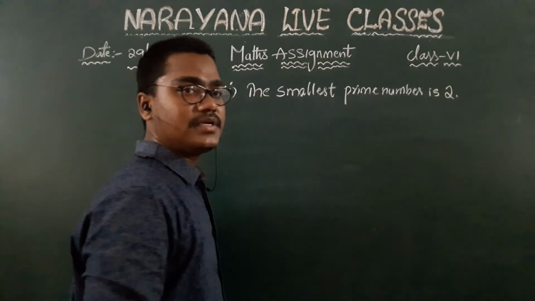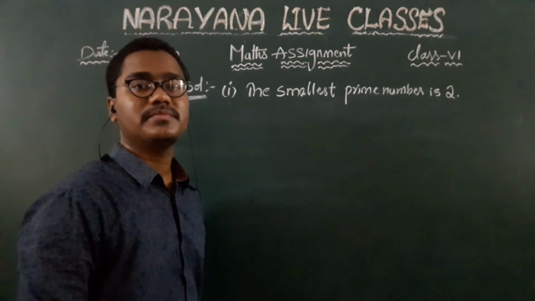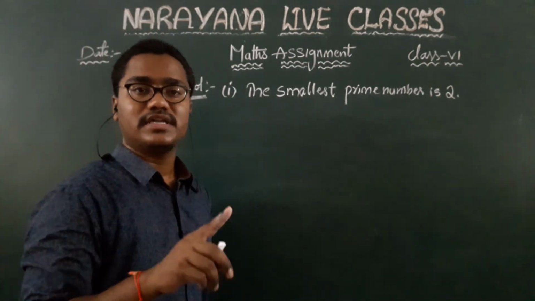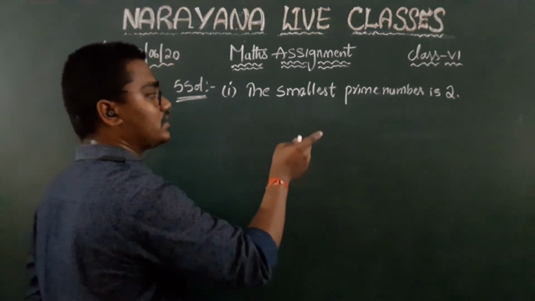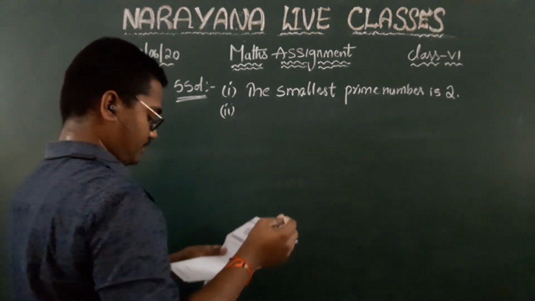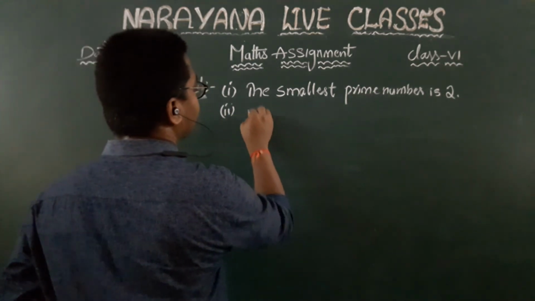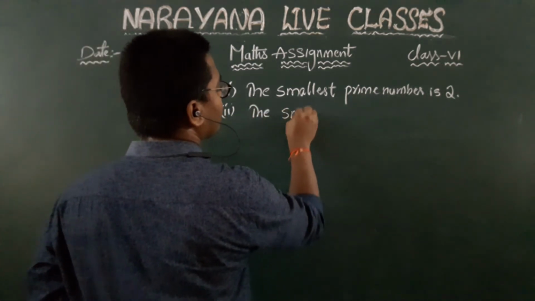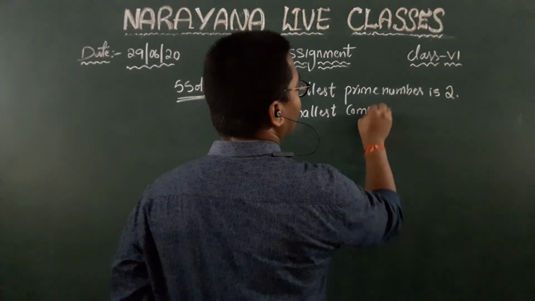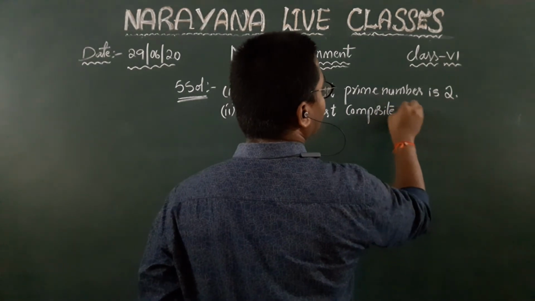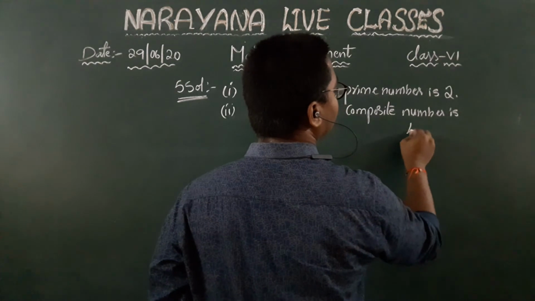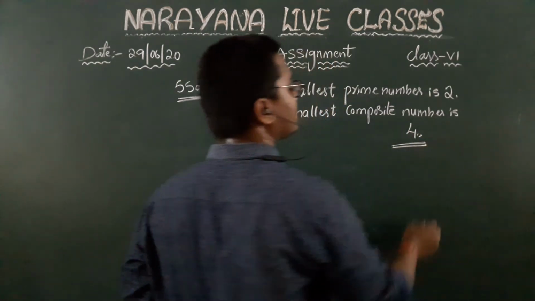A prime number can be defined as what, children? A prime number is nothing but a number that has only two factors, 1 and itself. Yes or no? So among those, 2 is the smallest one. And coming to the second one, children, the smallest composite number. What is the smallest composite number, children? 4 is the smallest composite number.